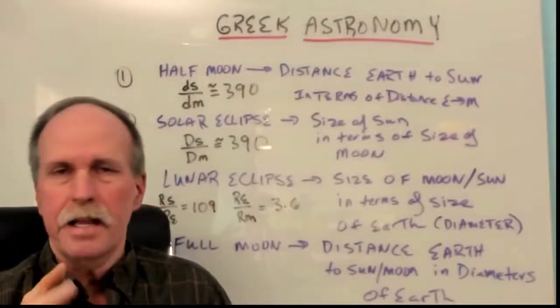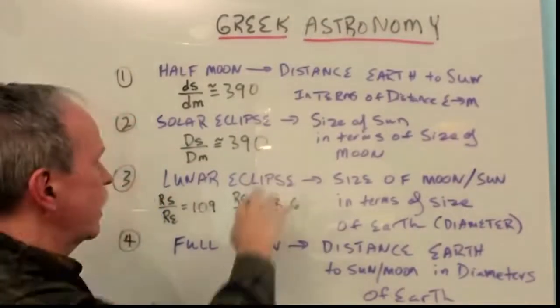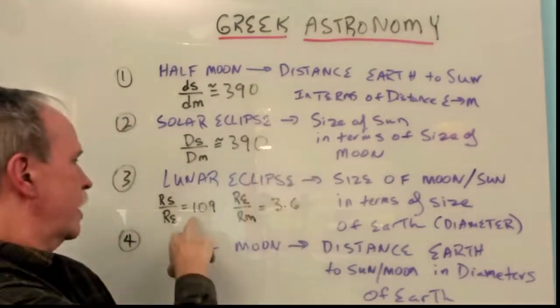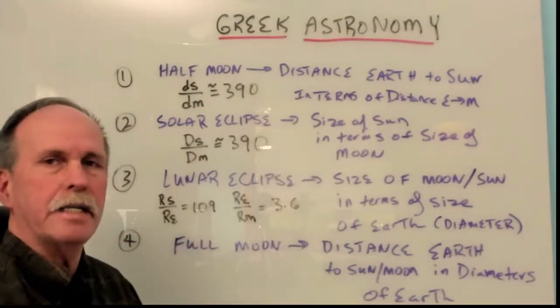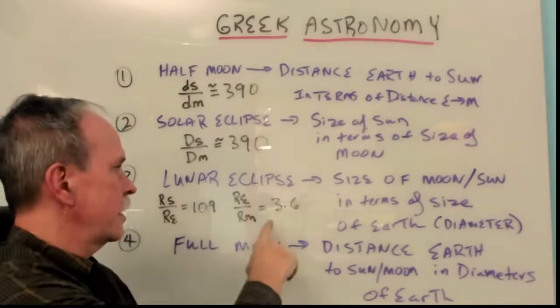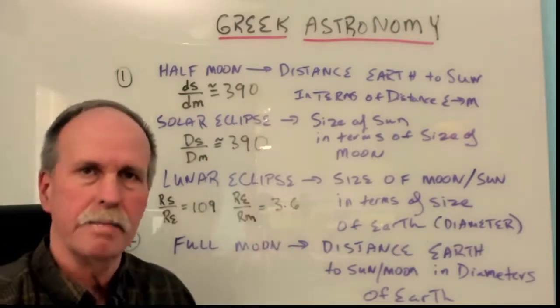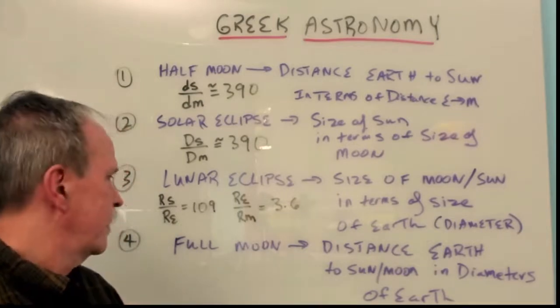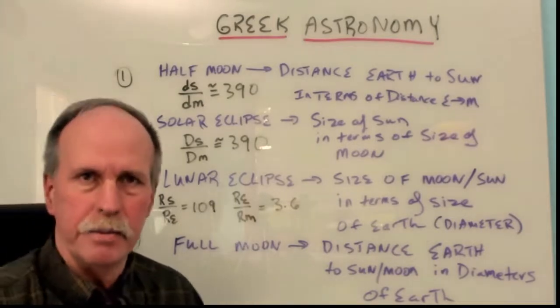Well, I don't know about you, but I think this is kind of fun. We have these values up here, and now with the lunar eclipse, we also know that the Sun is 109 times the size of the Earth, and the Earth is 3.6 times the size of the Moon. Let's go on to the final step here, and that is, let's have a look at the full moon.